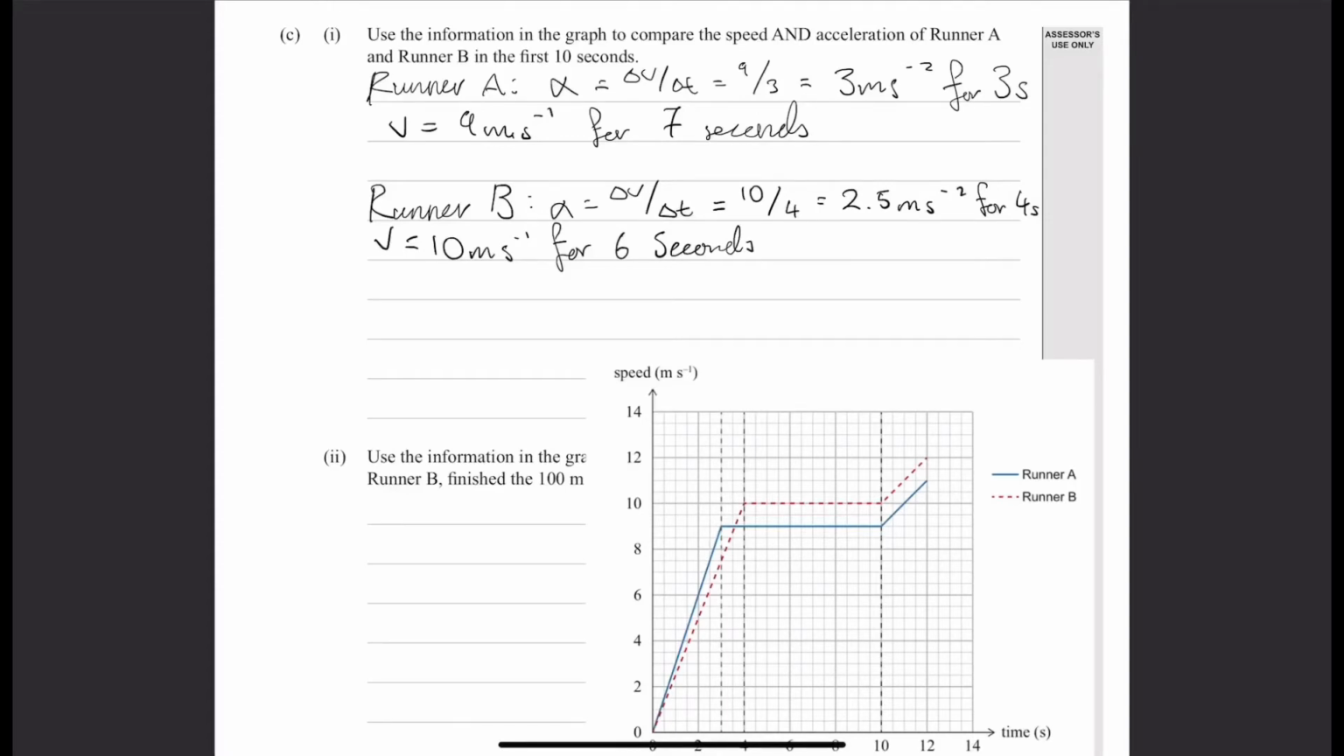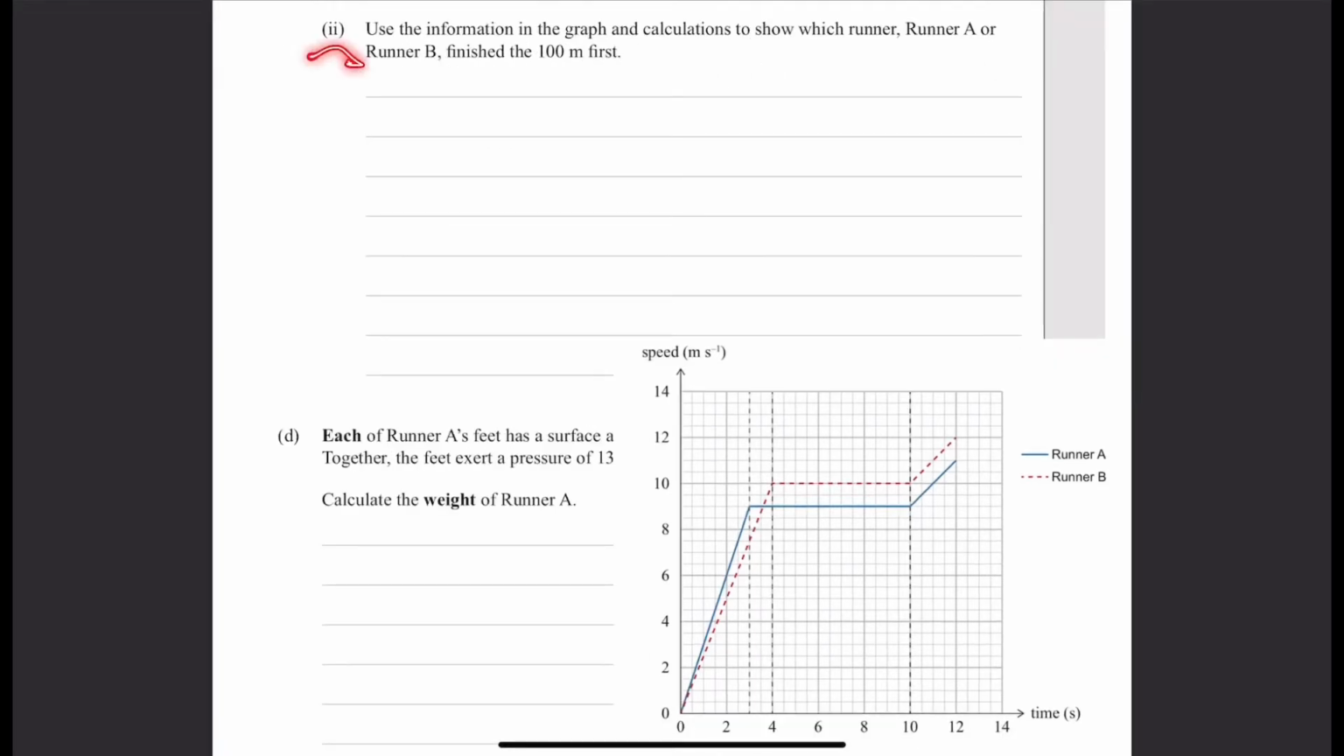Okay. Now for C(ii), it's asking us to use the information in the graph and calculations to show which runner, A or B, finished the 100 meters first.